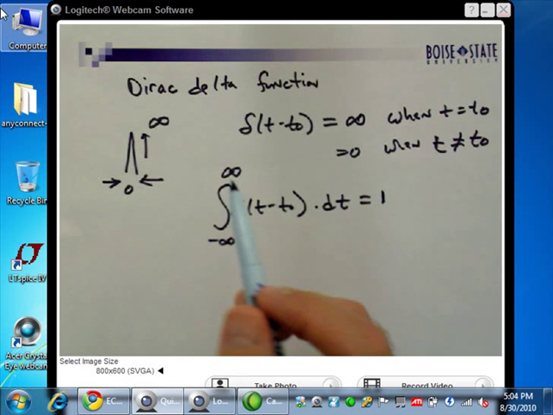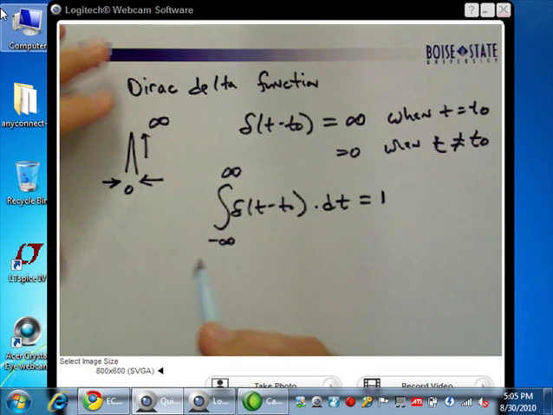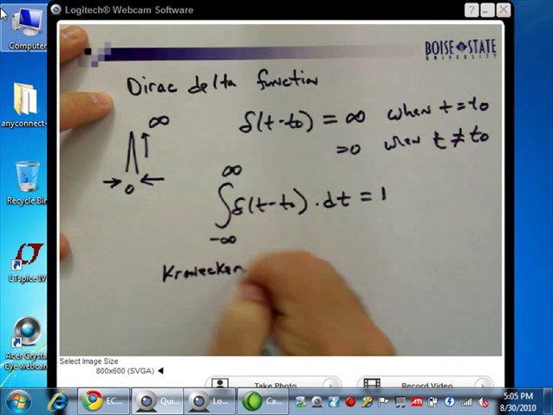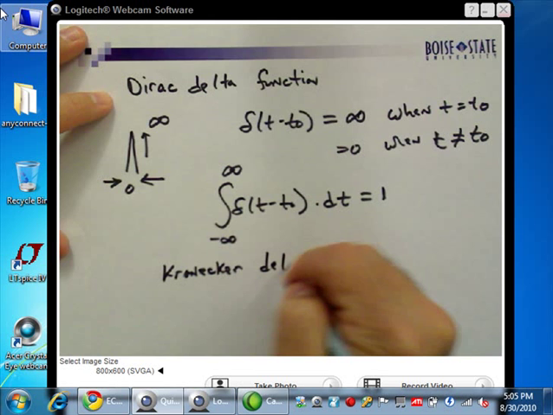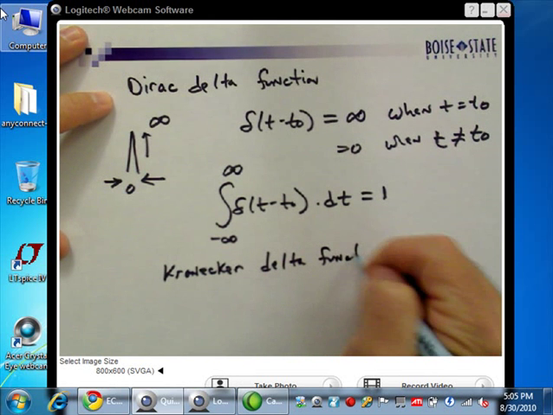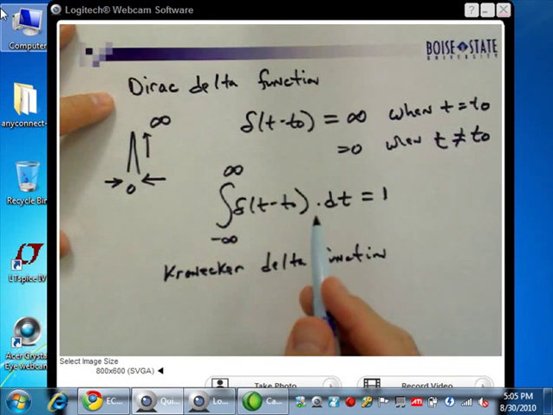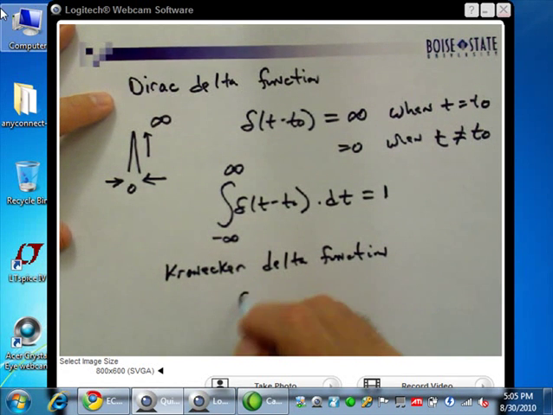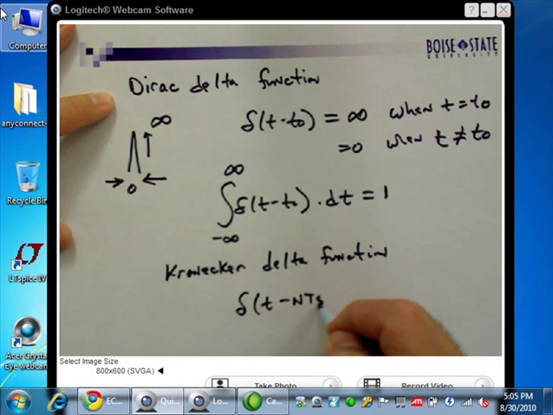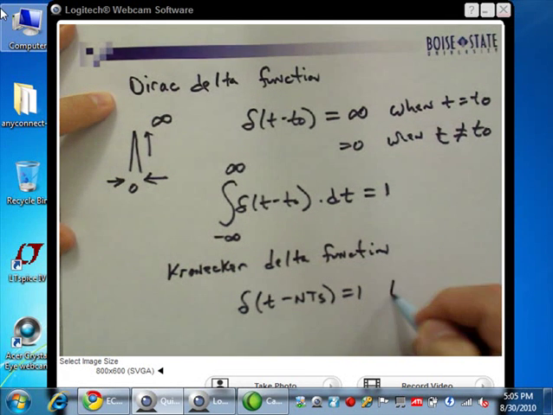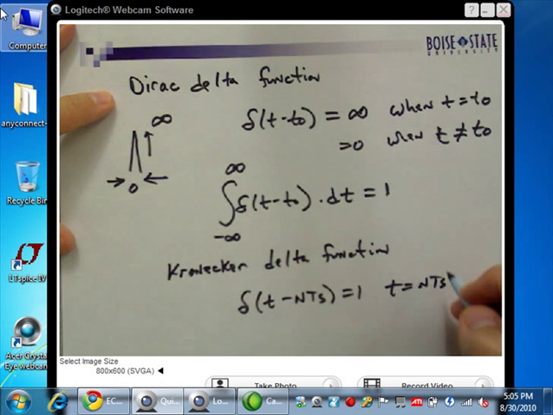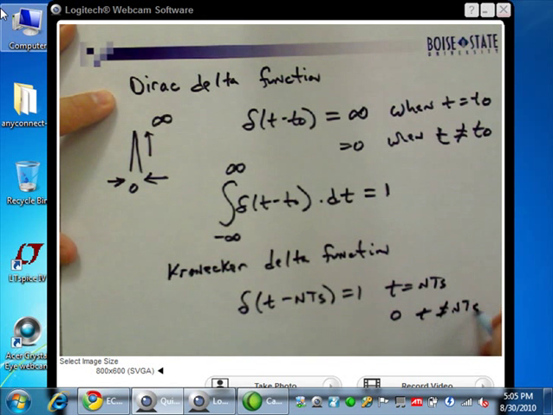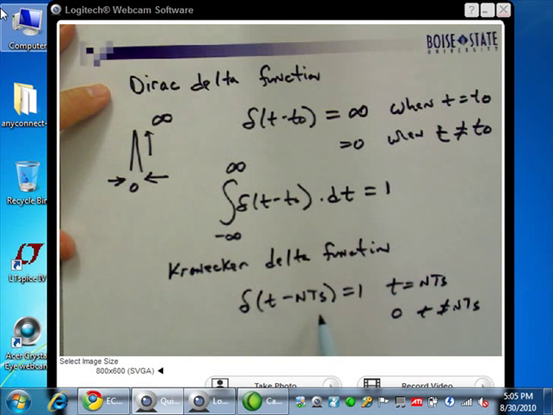Okay, so now the next function we want to talk about, so this one's continuous time. Okay, so the Kronecker delta function is a discrete equivalent of this, and it's only defined at sampling instances. So it's delta of t minus nTs, equal to 1 when t equals nTs, and 0 if t is not equal to nTs, and I only have times at discrete instances.